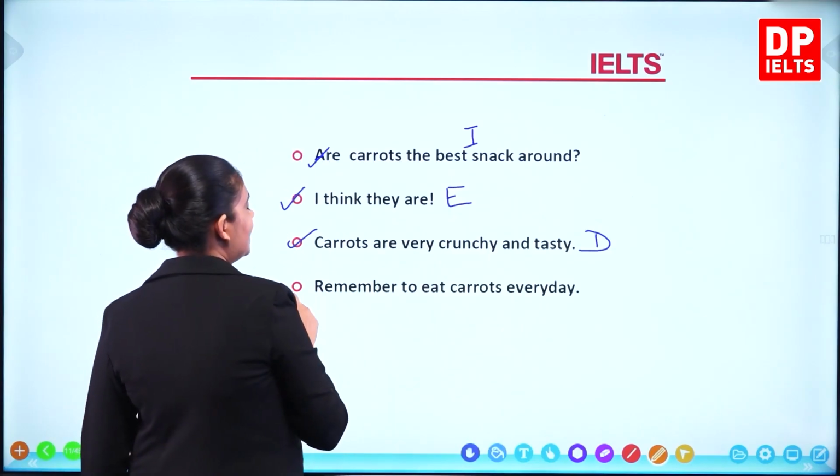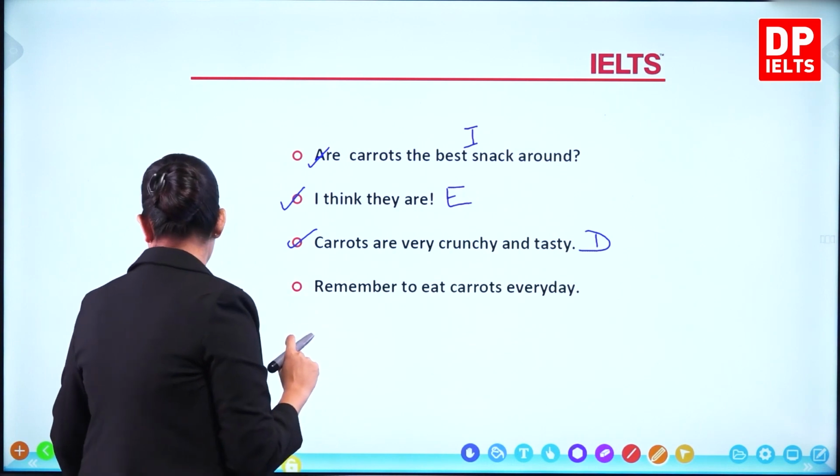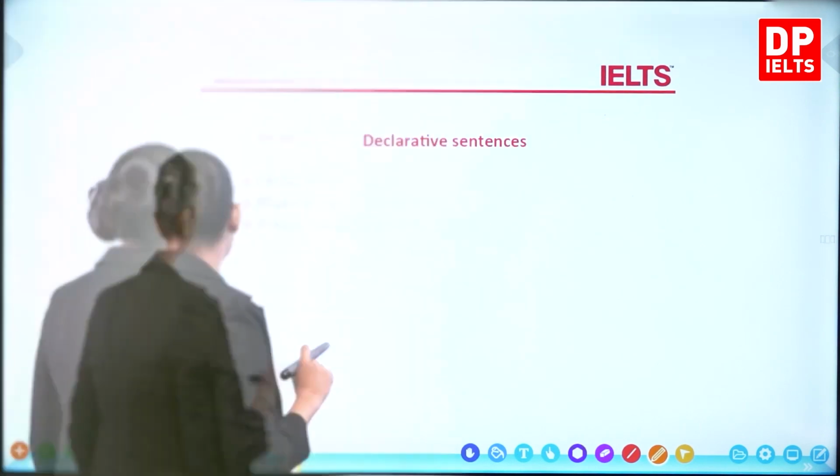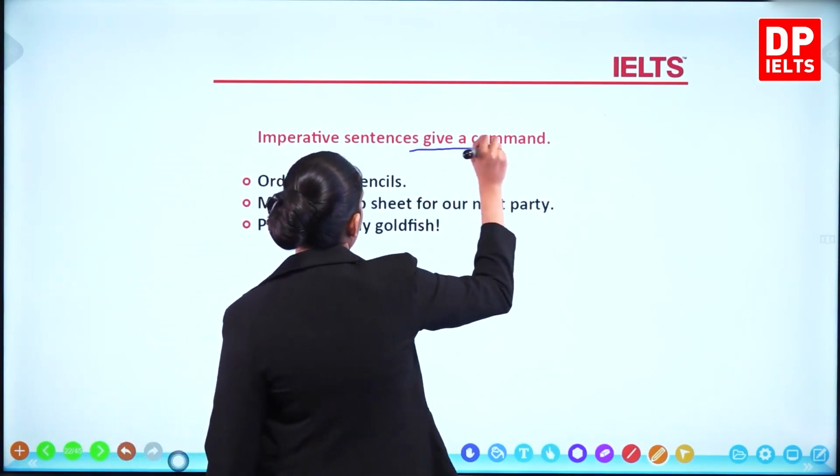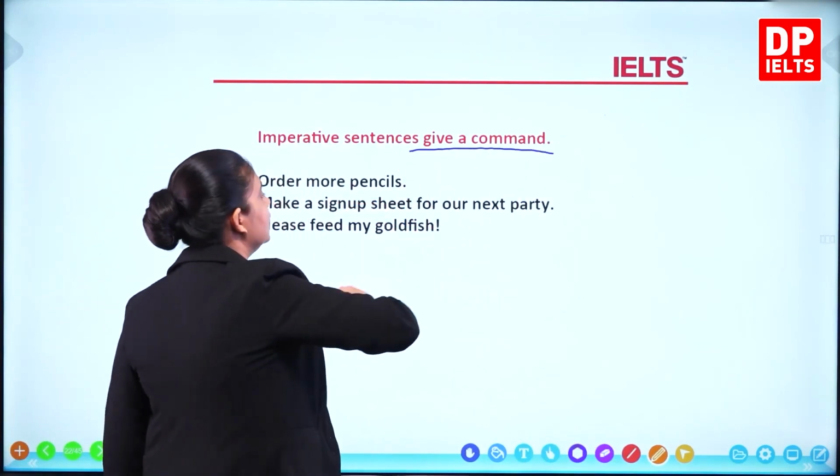Remember to eat carrots every day is an imperative sentence. Imperative sentences give a command.